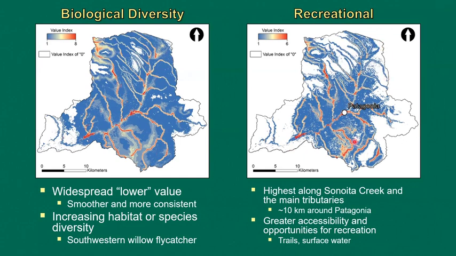The other pattern with recreational value, the other identifiable thing that we saw, was that generally the highest value is located around 10 kilometers around the town of Patagonia, so in this area. So if restoration is focused on increasing recreational value, it might be more focused on creating greater accessibility and opportunities for recreation. So trails or areas that have surface water, such as Patagonia Lake, which is one of the few areas that has perennial water throughout the watershed, but is also highly valued, as you can see here.